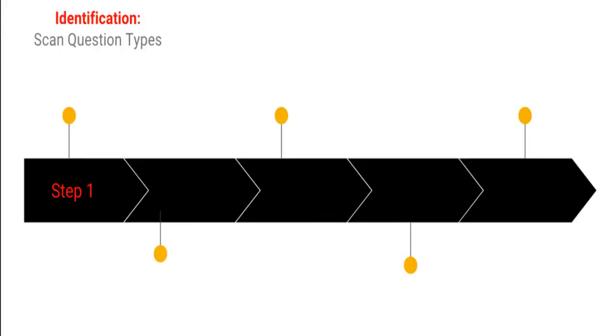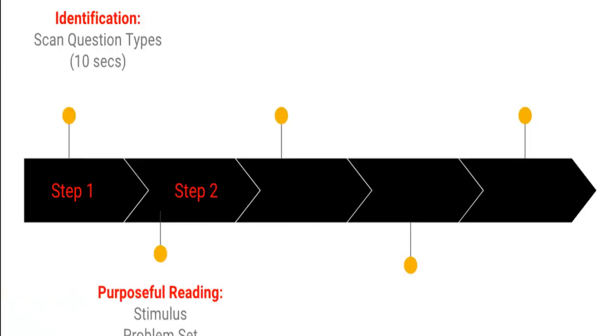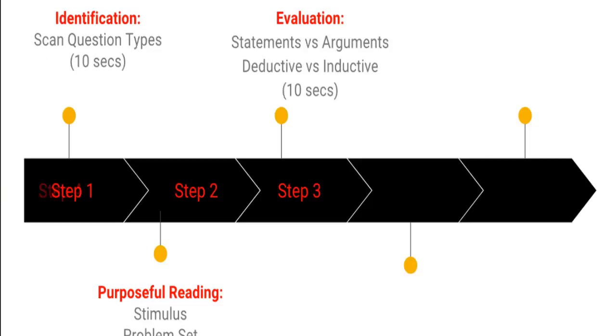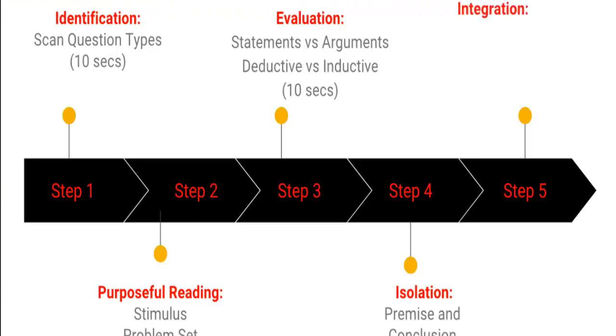Okay, so enough with deductive reasoning. Let's finish it off with the 5-step procedure on how to handle any logical reasoning question. Step 1, you want to identify the question. Spend no more than 10 seconds to scan the question type and figure out what you're being asked. Step 2, read purposefully. You have to determine, am I dealing with a deductive argument, an inductive argument, what type of argument am I dealing with in the problem set? Spend about 30 seconds to do this.